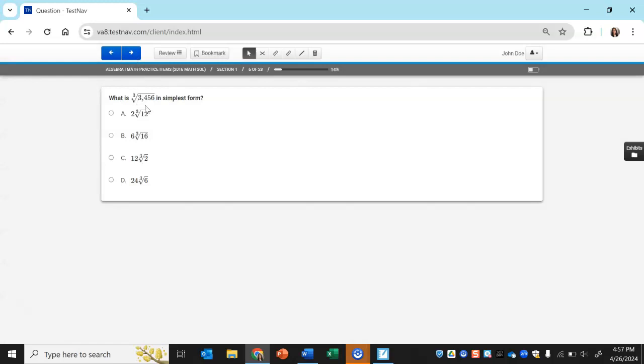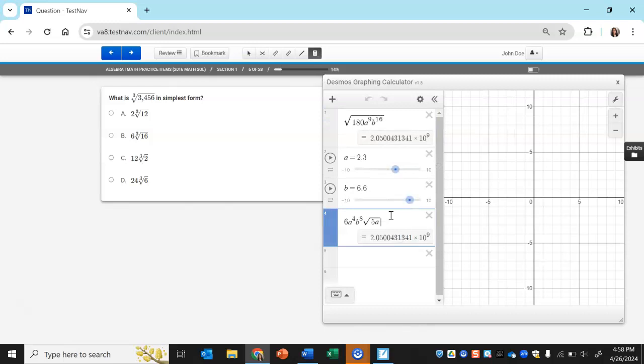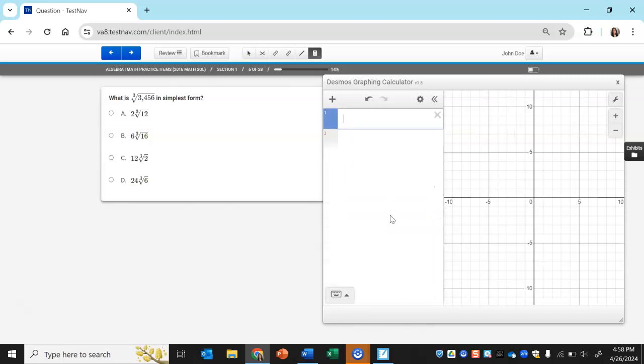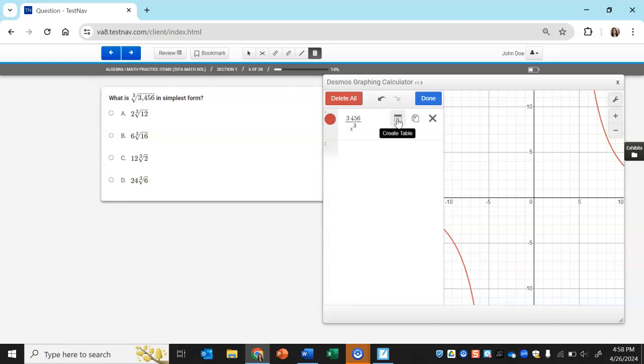Okay, it says, what is the simplest form? Alright guys, we're going to just do this in Desmos. For the previous problem, I put x squared, but since this is a cube root, I'm going to type my number. When you're typing your number in Desmos, don't use the comma. It's a whole number, it doesn't need the commas. Divided by x to the power of 3, since I'm looking for the cube root of this number, simplifying this cube root. Turn it into a table of values.